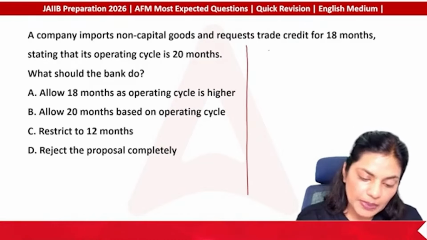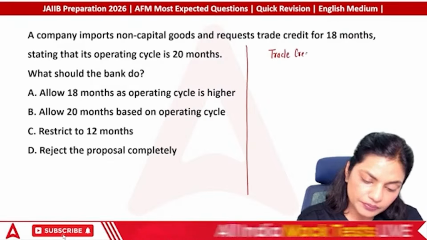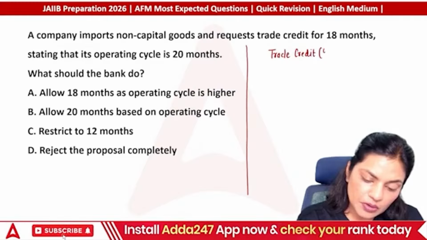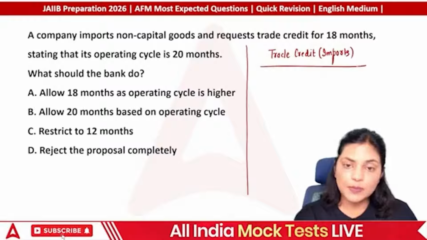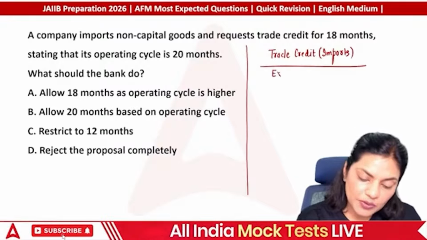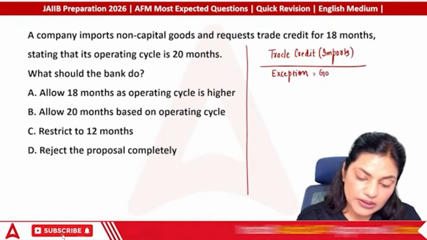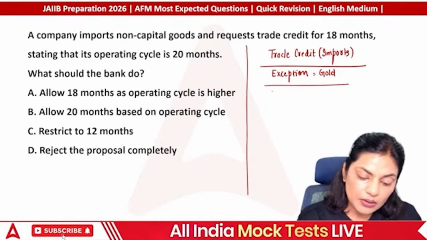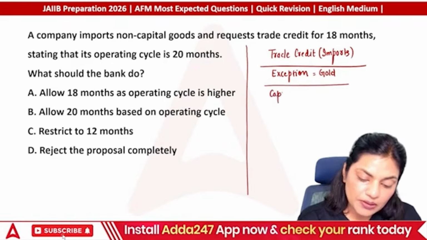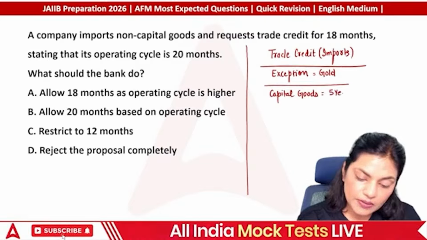Now see, if we talk about trade credit to importers, trade credit for imports of goods and services and raw material is provided. The only exception is gold. Gold is not covered in this category, right? So the exception is gold. Then for the purpose of capital goods, the duration is 5 years.